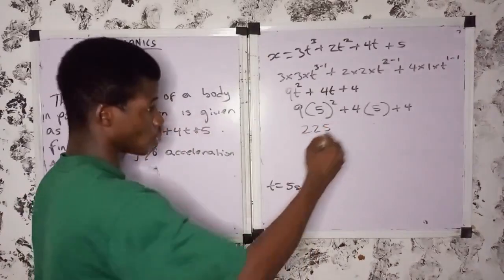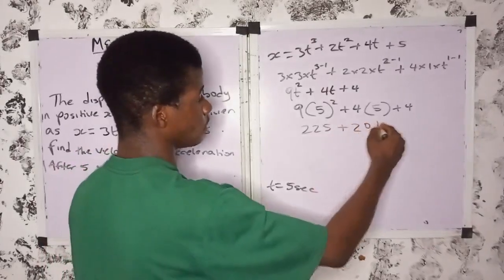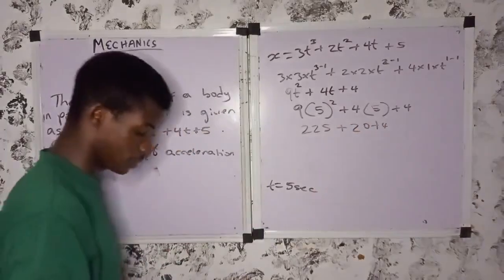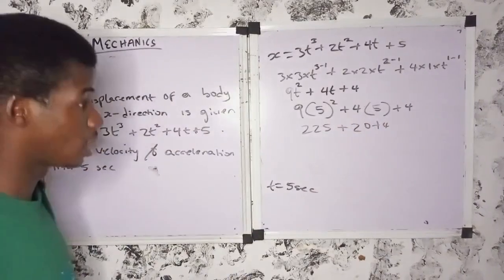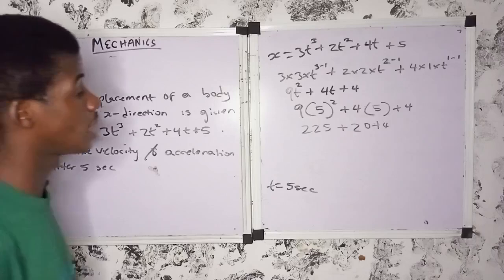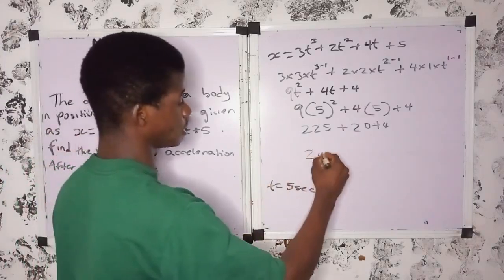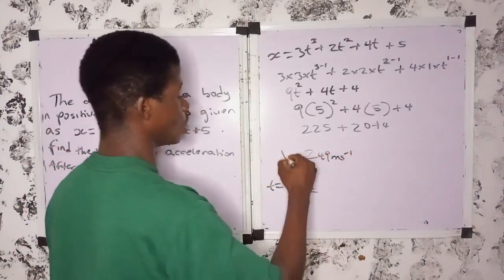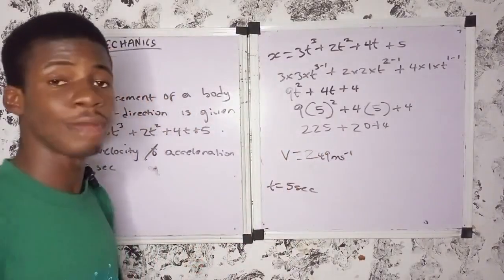225, then plus 4 times 5 is 20, then plus 4. If we add everything, 225 plus 20 plus 4 gives us 249. So our velocity is 249 meters per second. So this is our velocity. Now let's worry about our acceleration.